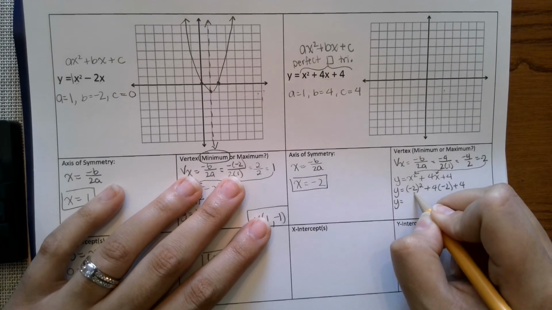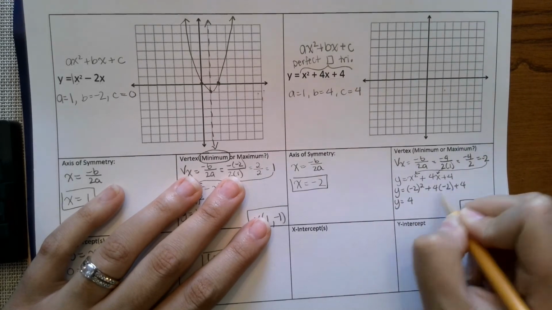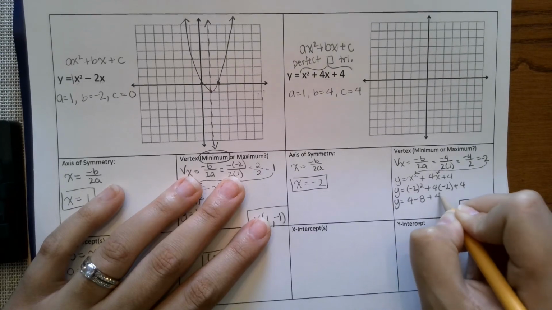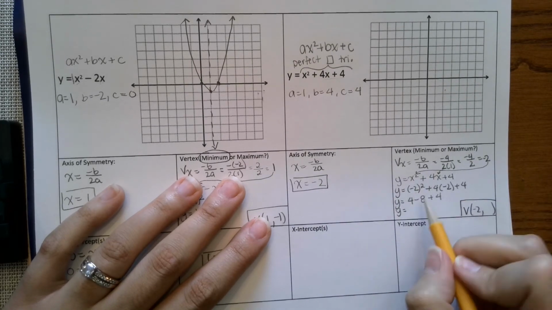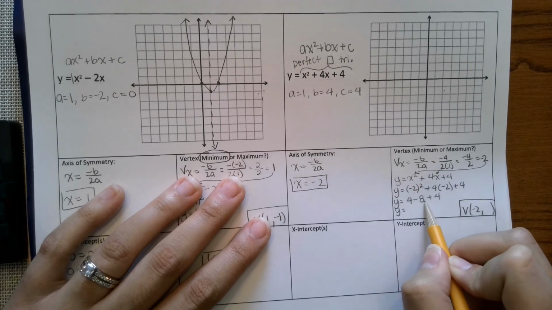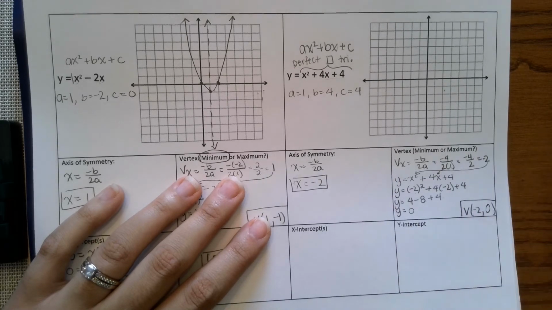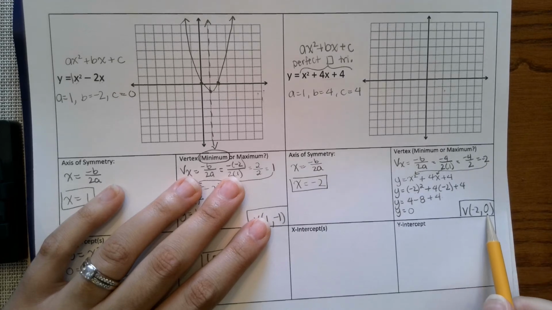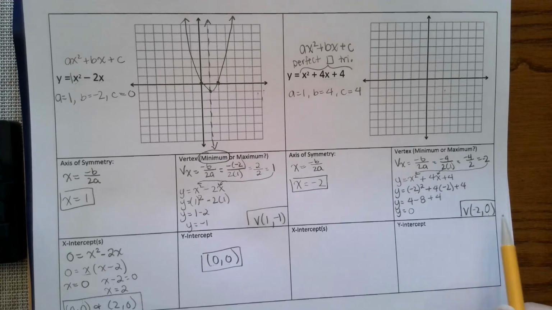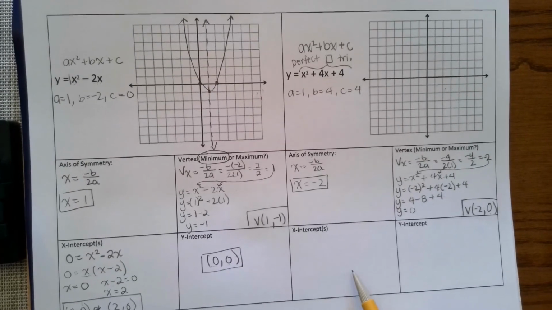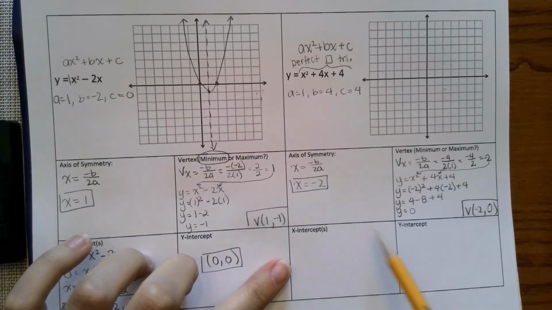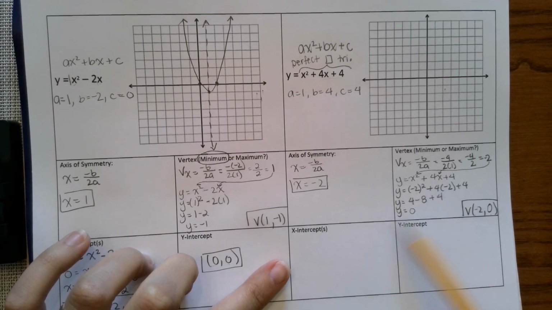Negative 2 times negative 2 is positive 4. 4 times negative 2 is negative 8. Plus 4. When I simplify here, positive 4 minus 8 is negative 4. Negative 4 plus 4 is 0. So the y-coordinate of my vertex is 0. So if you notice, since the y-coordinate of my vertex is 0, that means that my vertex is actually an x-intercept. But I want to show you how to factor to kind of verify that.